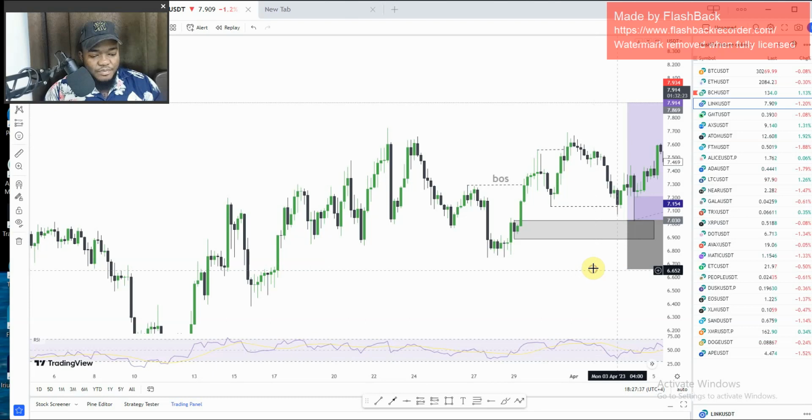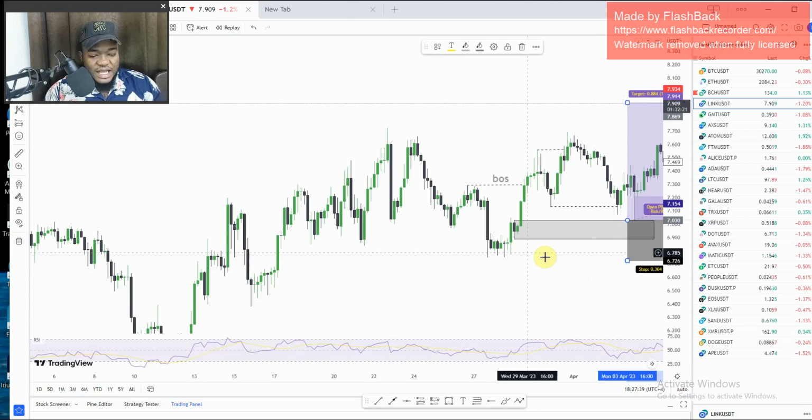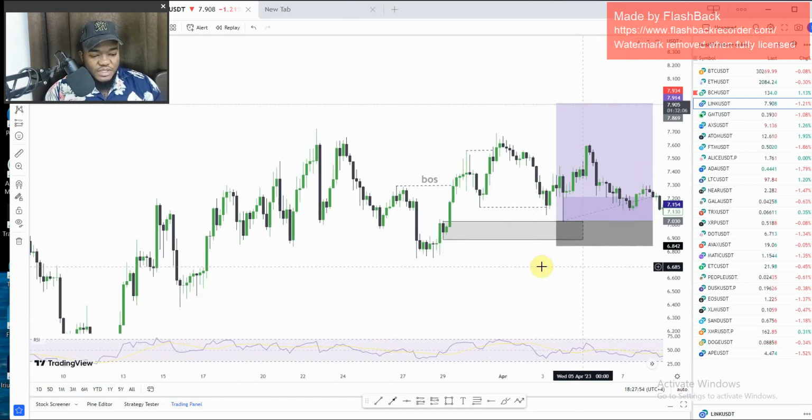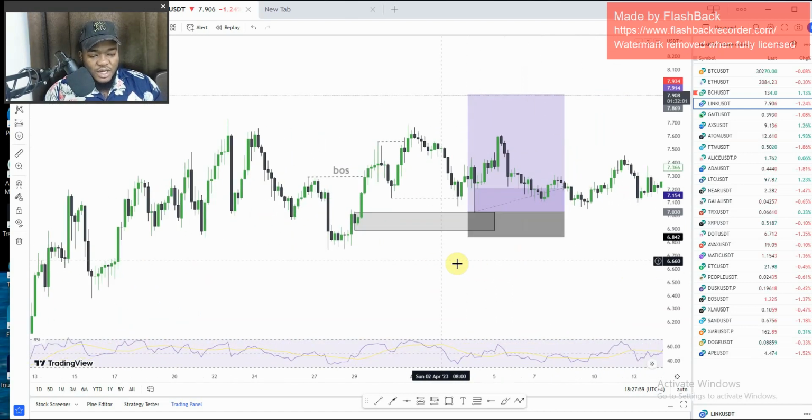Now where do I put my stop loss? To put my stop loss, I have to put it at least 2% below the order block. So 2% below the order block, I can put my stop loss around this level. Okay, and if you check, it is at least maybe 2%.